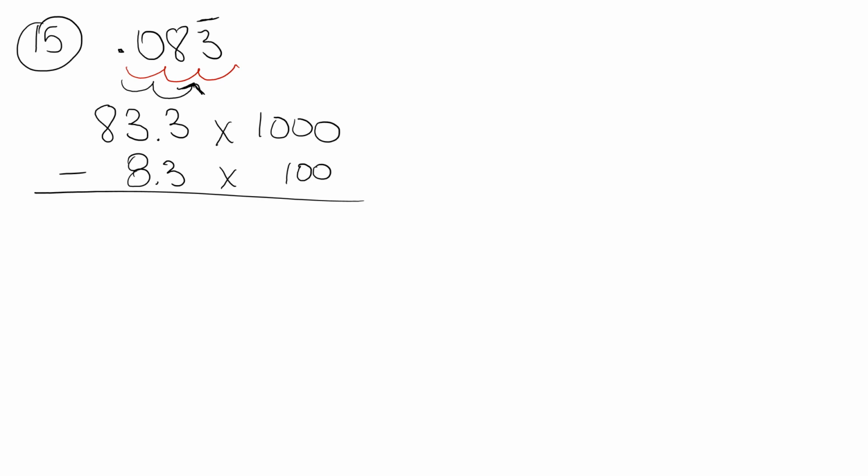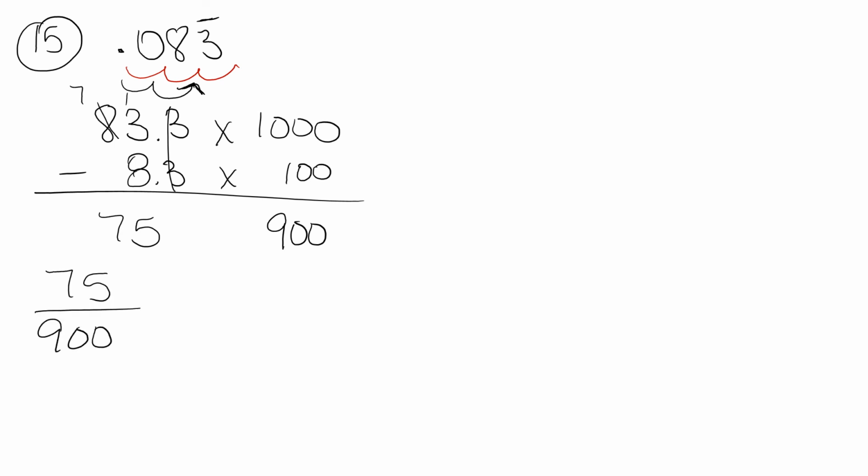And now we can subtract. 1,000 minus 100 is 900. The 3's cancel here. We are going to borrow. 13 minus 8 is 5. And then we're going to bring down our 7. So we have 75 over 900. We know since they end in 5, they are divisible by 5, so we're going to divide 5 out of the numerator and the denominator. 75 divided by 5 is 15. 900 divided by 5 is 180.